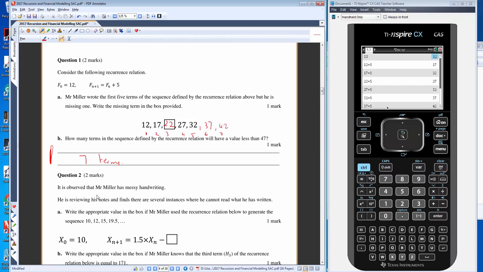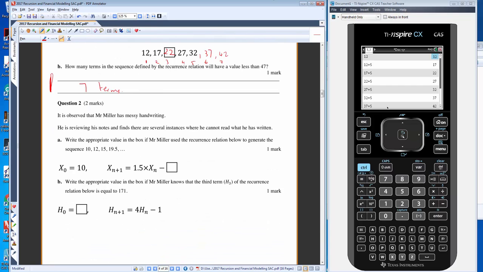Those who know me well will know that I don't have great handwriting, and that is a true story. I'm reviewing my notes and find that there are instances where I cannot read what I have written. So, write the appropriate value in the box if Mr. Miller used the recurrence relation below to generate this sequence here. We had a start value of 10, and what we're looking for is 1.5 times the previous term, subtracting a certain amount.